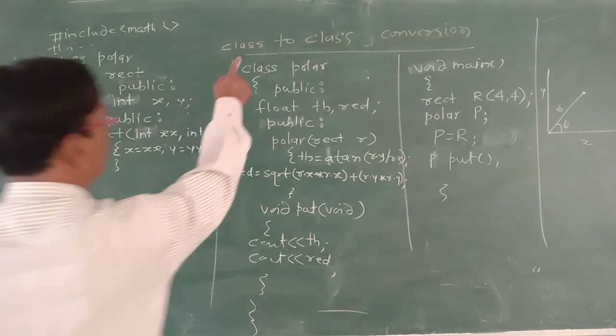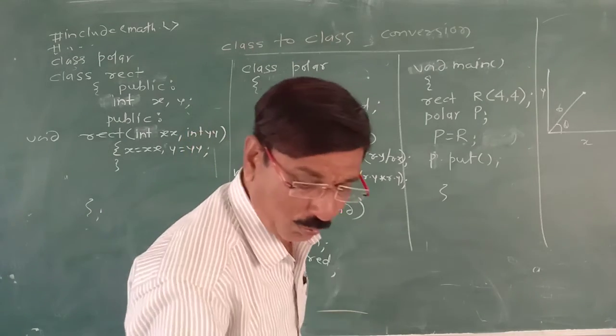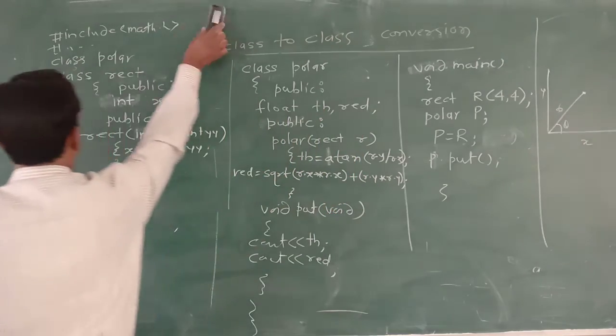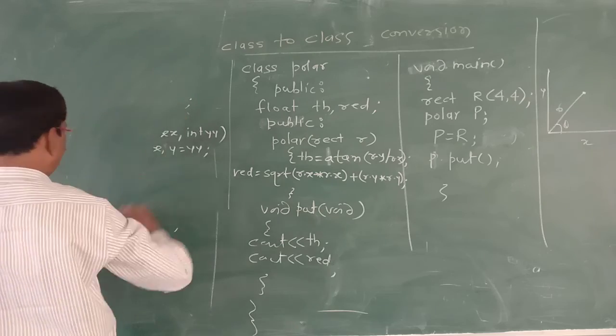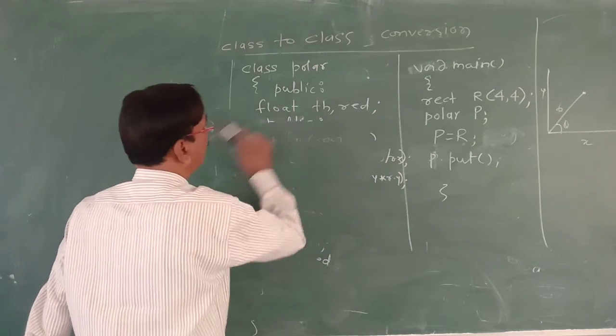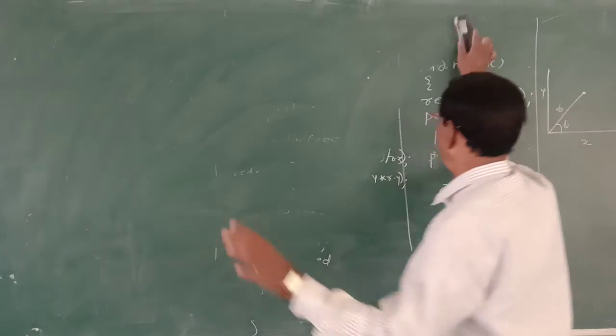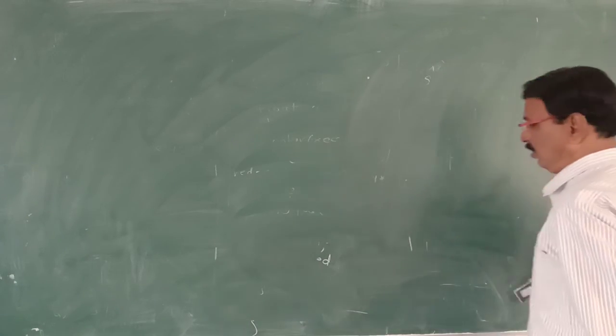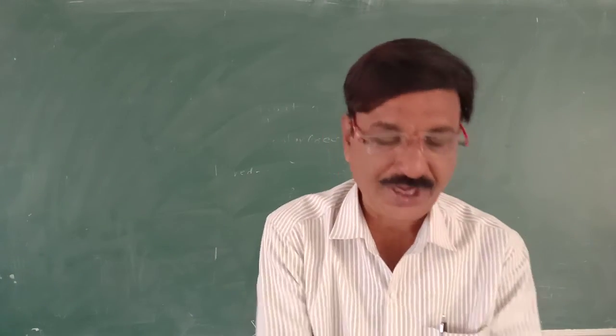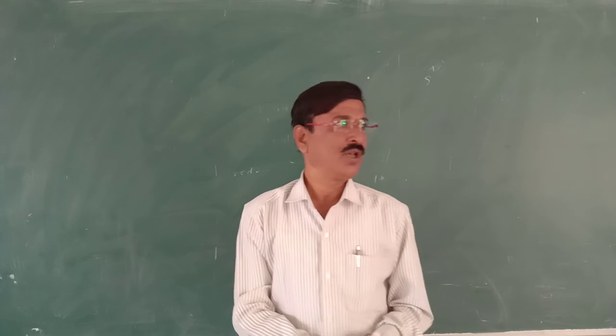So we have seen three types of conversions, and what is required for each. I think today you have got all three types of conversion, that is basic to class, class to basic, and class to class, and their situations also. In the next period we will see inheritance. Thank you.